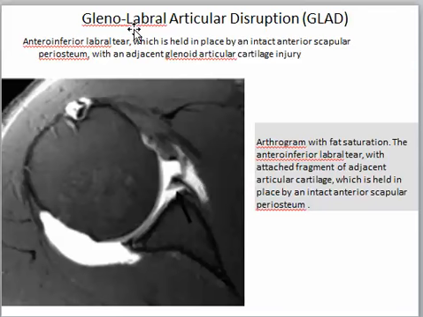As we said, in GLAD there is no displacement. The labrum is still there, but disrupted. And if you follow the articular surface here, it is showing a partial lesion, a partial tear, sticking with the labrum, and it is well seen by arthrography. So an anteroinferior labral tear, which is held in place with no displacement and involving part of the glenoid articular cartilage, is called GLAD.